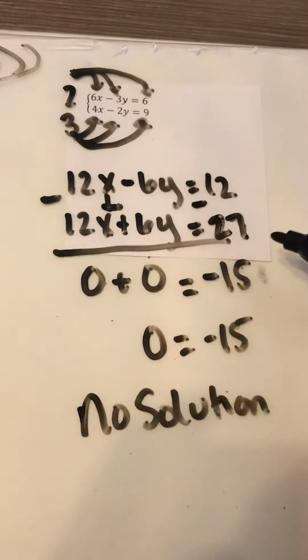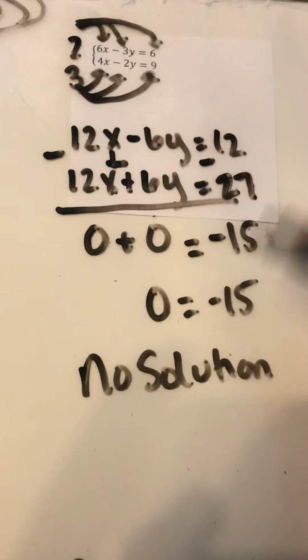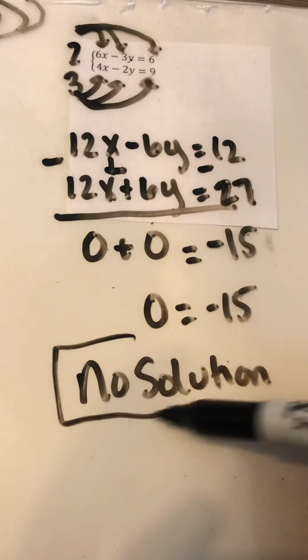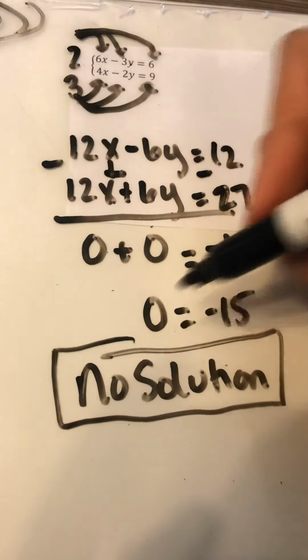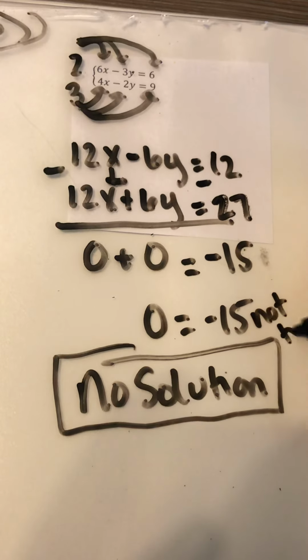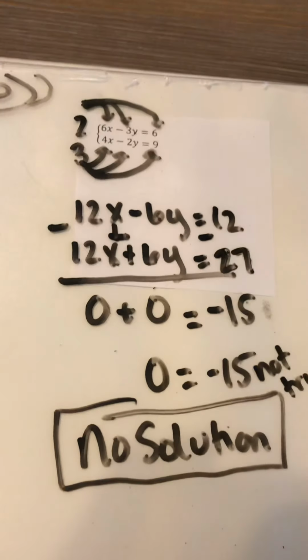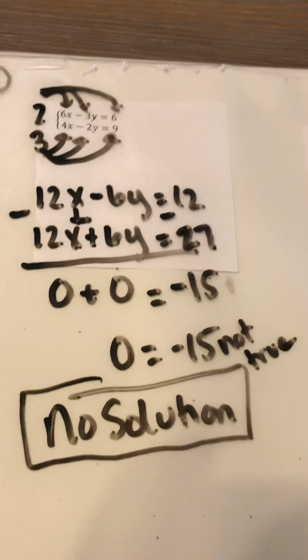And this is no solution because these lines would be parallel. So this is our answer here, because this is not true. If it's not true, there is no solution. Okay, so not true means no solution.